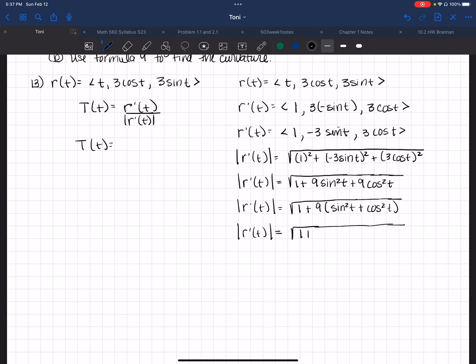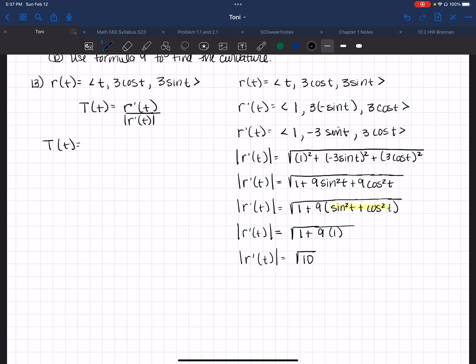That's going to give me 1 plus 9, and if you'll remember, or you can look it up, sine squared t plus cosine squared t actually equals 1. So I wind up having the square root of 1 plus 9, which tells me that the length of r prime of t actually equals the square root of 10. So now I can find T of t.